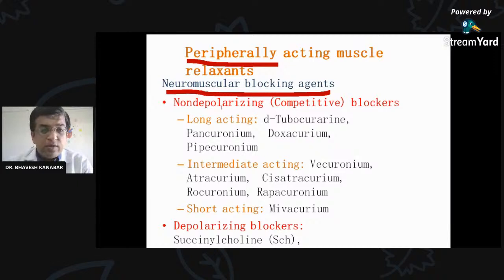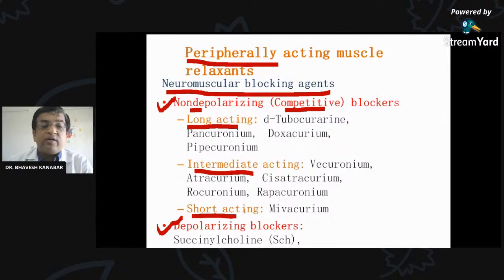So these are the drugs which are neuromuscular blocking agents. In neuromuscular blocking agents, there are two types: non-depolarizing blockers, also called competitive blockers, and the second type, depolarizing blockers. Again, in non-depolarizing blockers, there are long-acting, intermediate-acting, and short-acting drugs.